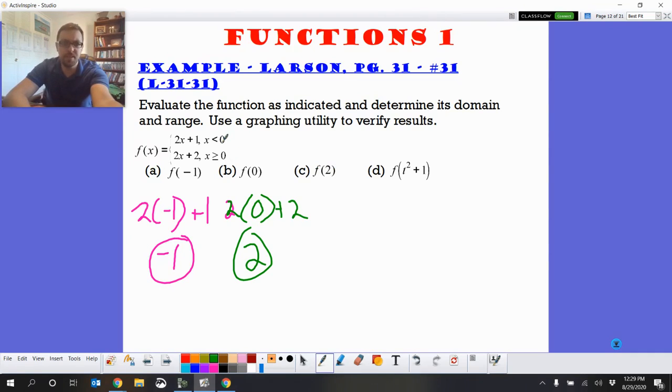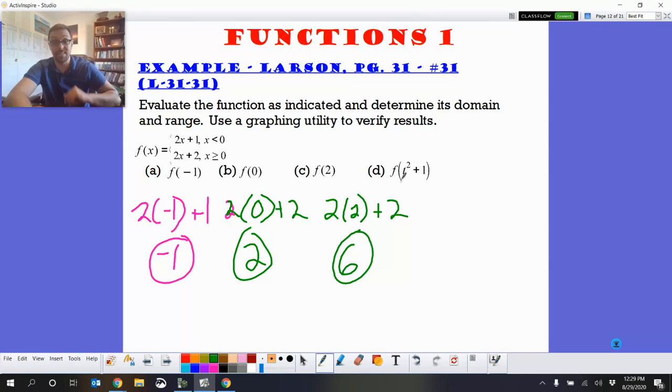Is 2 less than 0? No. Is 2 greater than or equal to 0? Yes. So I want to do this bottom thing again. So we're going to do 2 times 2 plus 2. So that's 4 plus 2 is 6. Sweet. All right. Now this one's sneaky.